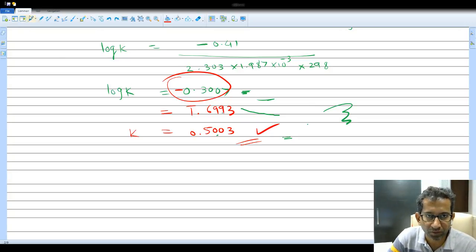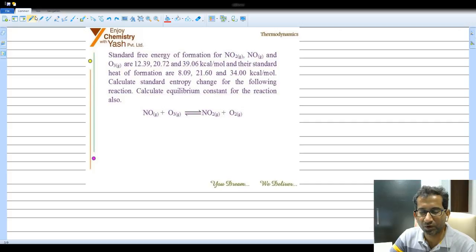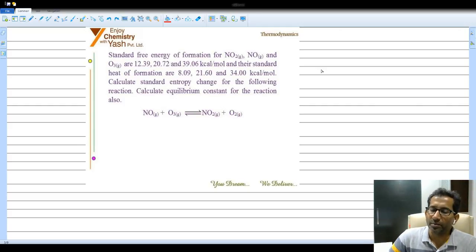Okay. Can we move? Okay. Our next question is: standard free energy of formation for NO2 gas, NO gas, and O3 gas are 12.39, 20.72, and 39.06 kilocalorie per mole.